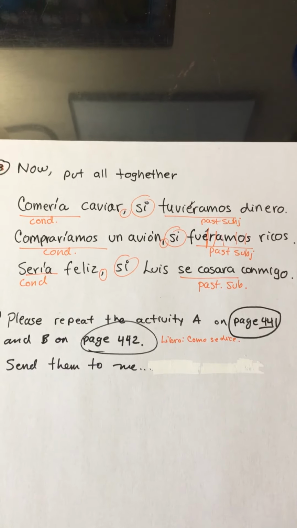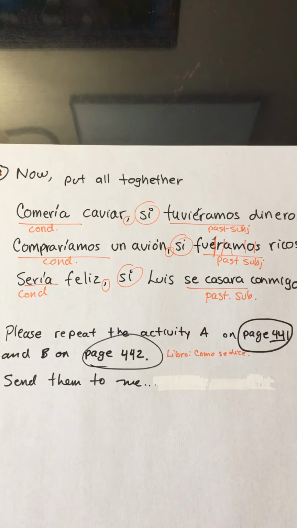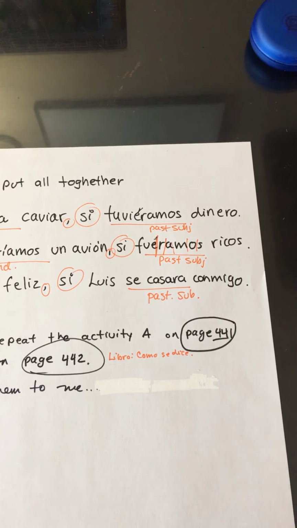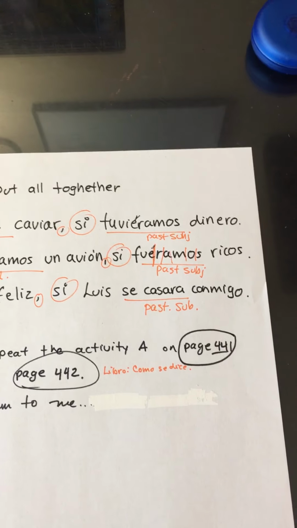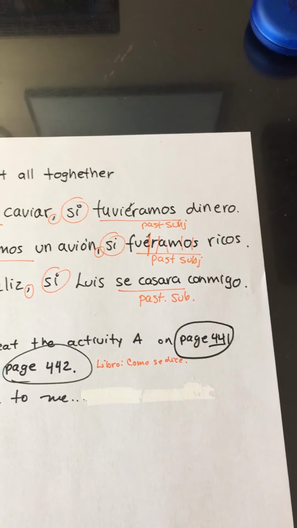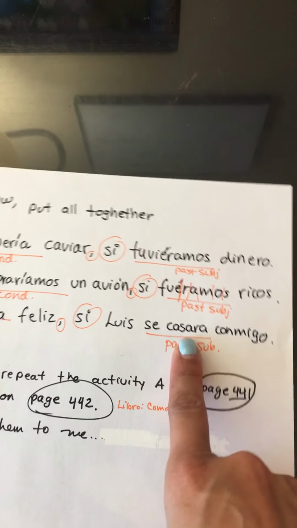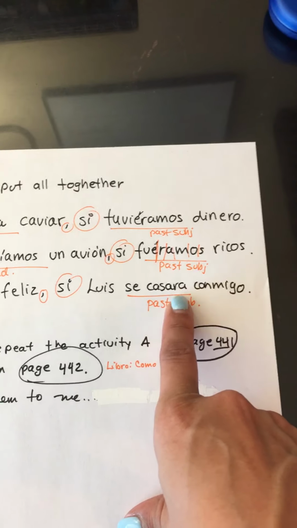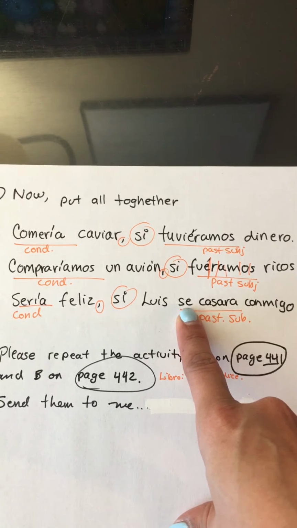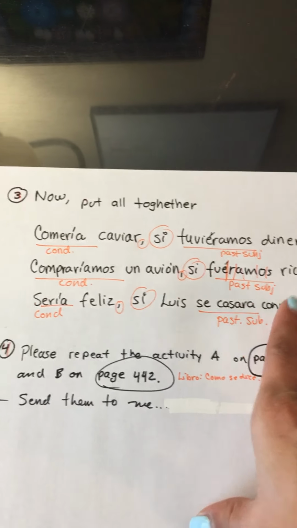And the third one. Sería feliz. I would be happy if Luis se casara conmigo. Married me. Okay? And remember the casarse. All the rules apply. Casarse is a reflexive and a reciprocal, so we put the se. Él se casara with me, conmigo.